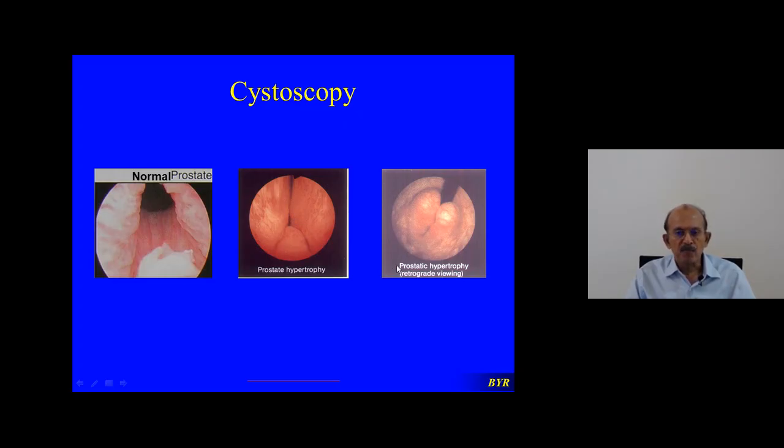And if you pass a flexible cystoscope and bend it and look at the neck of the bladder, you are looking from the top. By passing a flexible cystoscope, you have bent it and you are looking at the bladder neck region. You can see here the projected lateral lobes.